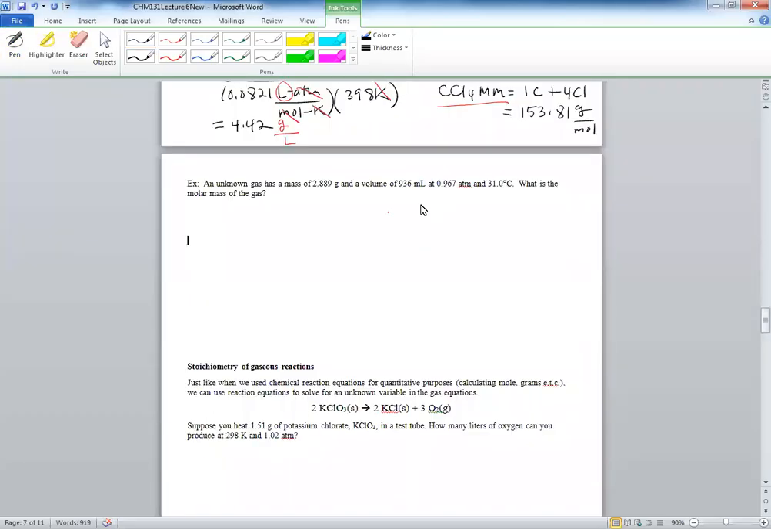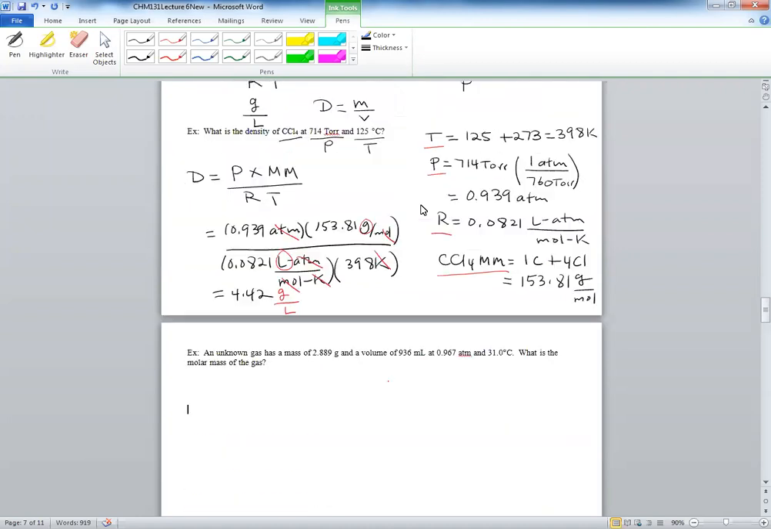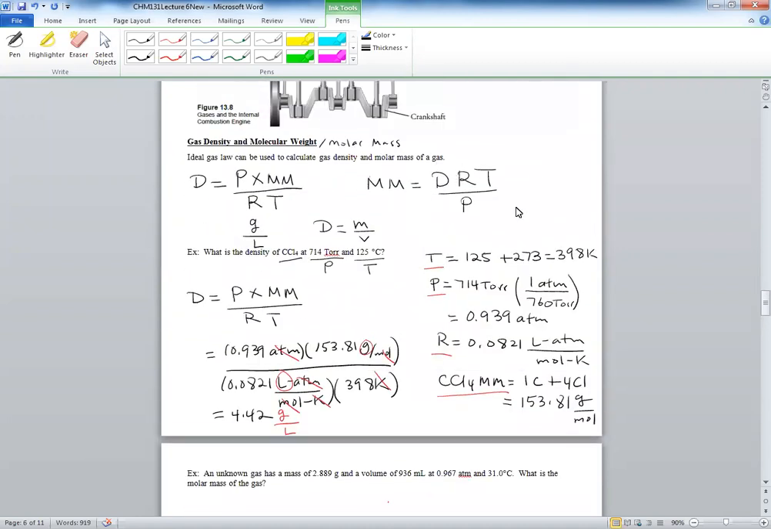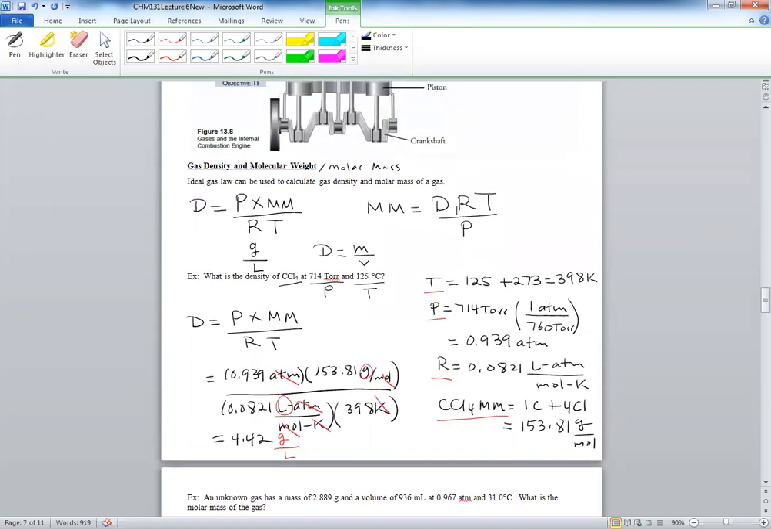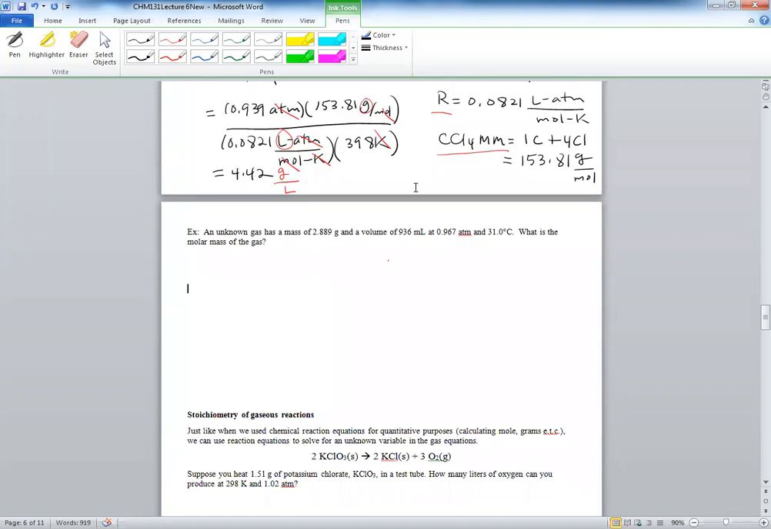Now, to solve for the molar mass or molecular weight of an unknown gas, you would have to use this equation right here. It's very clear. However, sometimes density is not given to you as D equals this much. You would have to do the mass over the volume, like in this question.